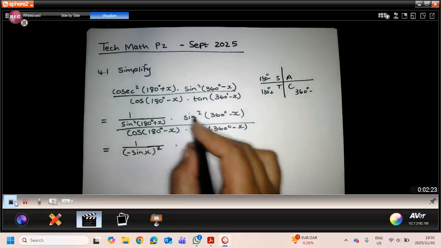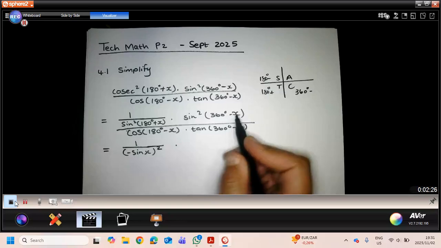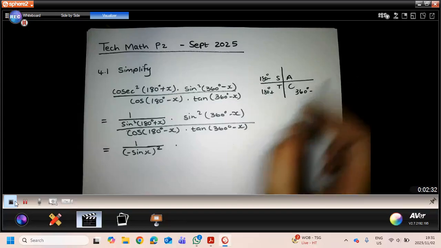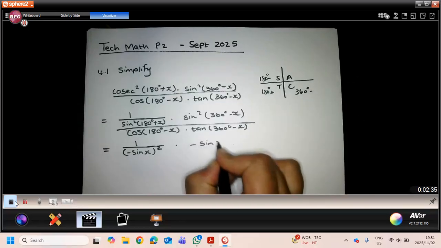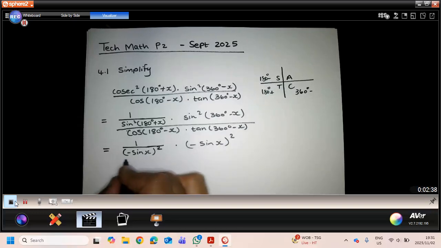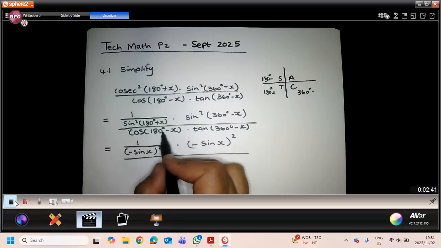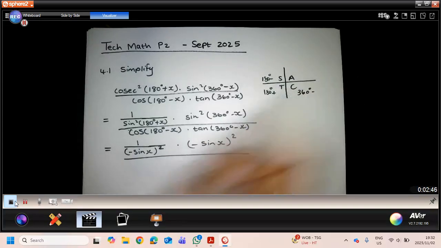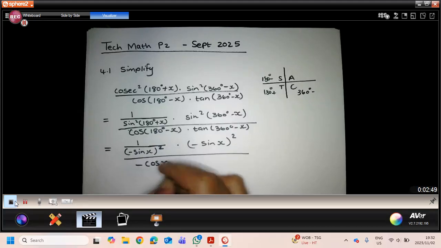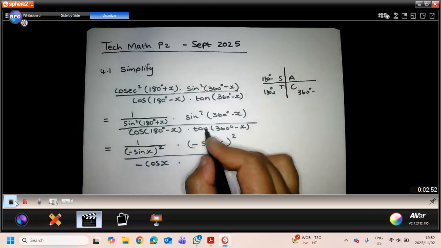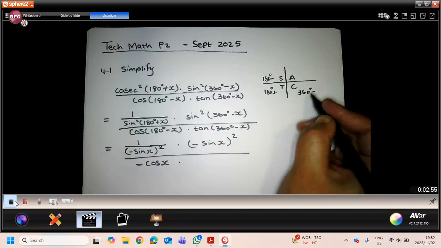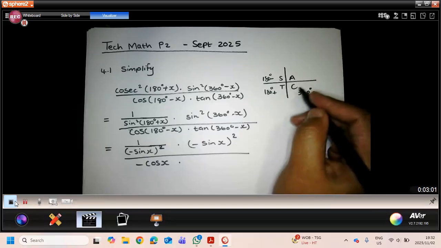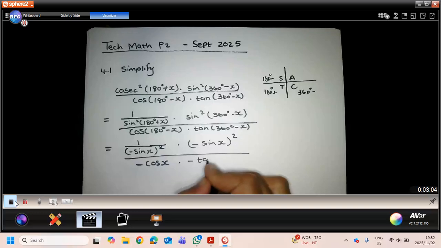Then we have sine squared 360 minus x. So 360 is in the fourth quadrant and cos is positive in that quadrant, which means that sine is negative. Alright, and this is all over cos 180 degrees minus x. 180 degrees minus x is in the second quadrant, and that quadrant belongs to sine, which will make cos negative. Then we have tan of 360 degrees minus x. So 360 degrees minus x is in the fourth quadrant, and the fourth quadrant belongs to cos, which means that tan is negative.